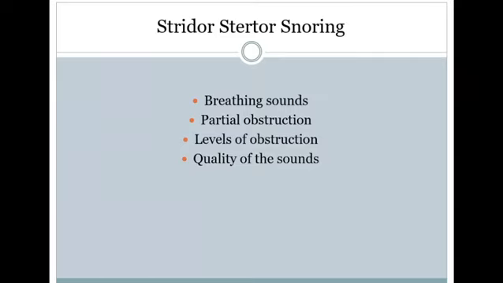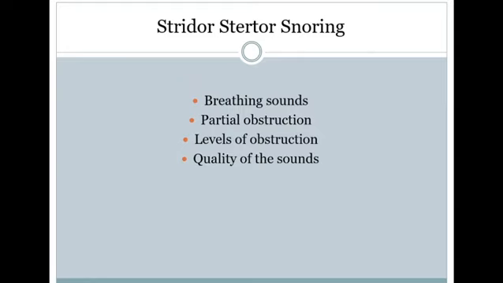So what is stridor? What is stertor? What is snoring? They are basically breathing sounds, a sound you make when you are breathing through a partially obstructed upper airway. So where is the level of obstruction? In stridor, it is at the larynx. In stertor, it is above the larynx, usually in the pharynx, and it can also be in the nasal cavity. What about snoring? Snoring is basically stertor. Snoring is an upper airway obstruction in the pharynx. It can be in the nose as well. Anything above the larynx. Stridor is at the larynx.